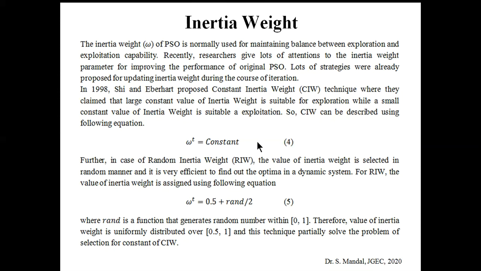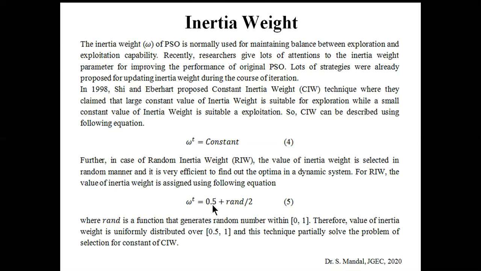Now, to get a better performance, we have used the random inertia weight strategy, where the inertia weight is selected in a random manner. It is very efficient to find the optimal solution in the case of a dynamic system. In the case of RIW, or random inertia weight, the inertia weight is initialized using the following equation: w = 0.5 + rand/2. Rand is nothing but a random value generated within the range of 0 to 1. So the corresponding w is a uniformly distributed value over 0.5 to 1.